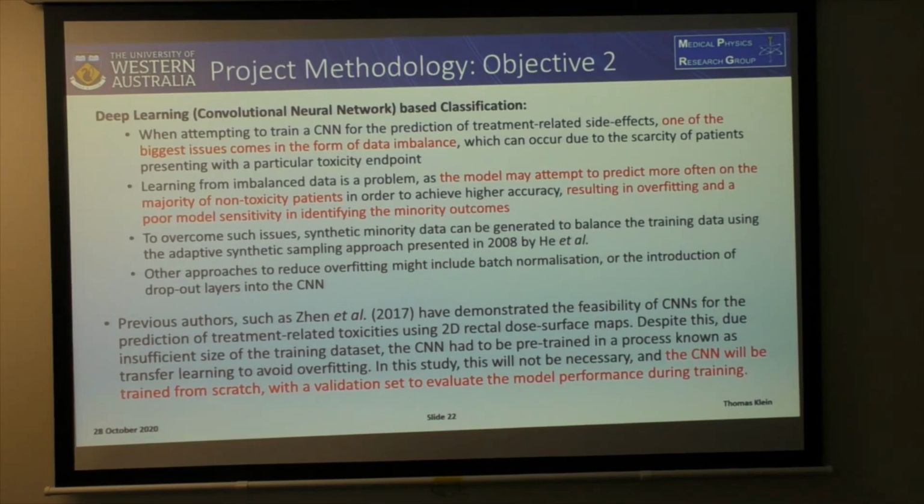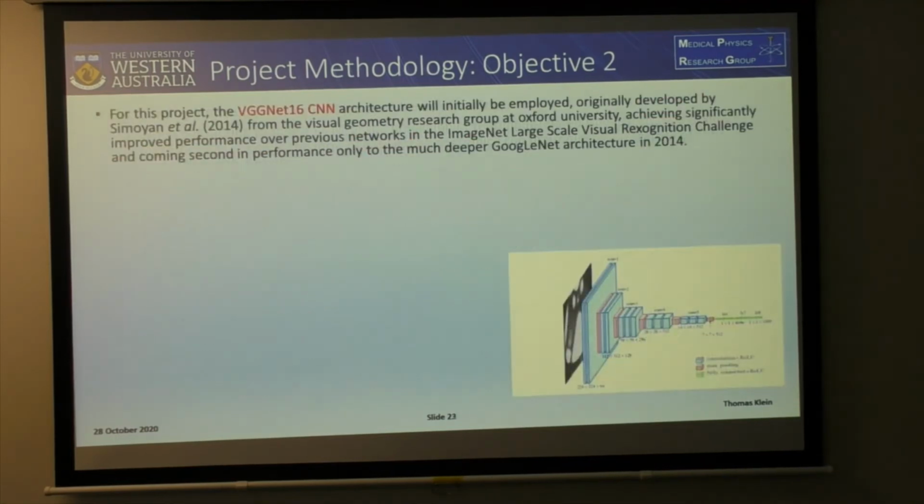Authors have previously demonstrated the feasibility of convolutional neural nets for the prediction of treatment-related toxicities using 2D dose surface maps. However, in these studies, due to insufficient dataset size, the models were pre-trained, and these were basically only studies in feasibility with no validation performed. However, for this study, this won't be necessary because we'll be able to train our CNN from scratch with a large validation set to evaluate model performance during training.